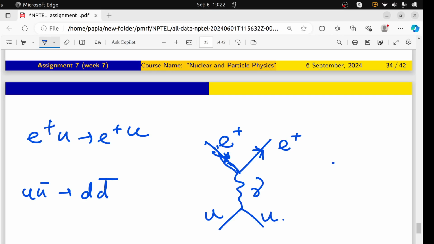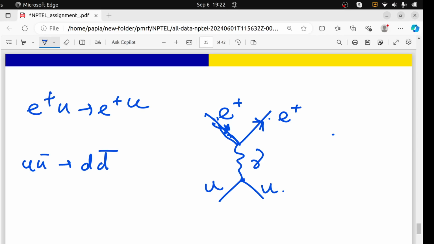Because e+ is coming, e+ is going, u is coming, u is going, and it is mediated by gamma. So that is electromagnetic interaction. This Feynman diagram is possible because of that vertex. Only this one is possible, because the other one, e+ u gamma, should not be correct, since u has 2/3 charge and e+ has plus 1 charge. Obviously it will not be possible.